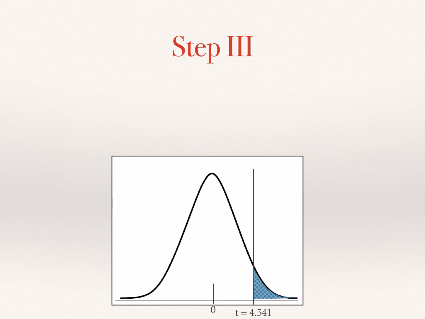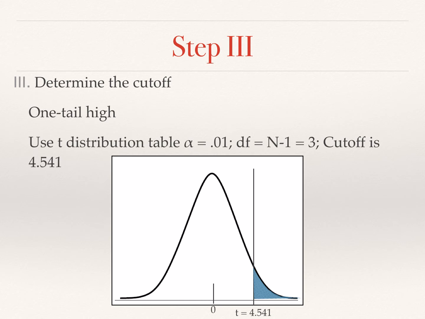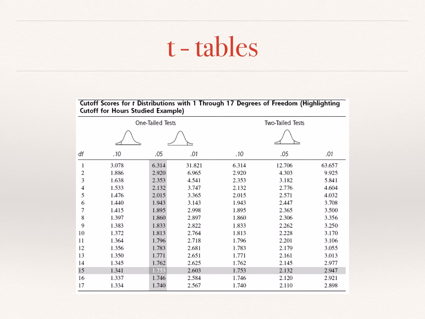Again, we're dealing with a one-tailed test, so we're going to determine the cutoff. It's one-tailed high because we're again talking about that reduction. We'll use the t-table. In this example we're using an alpha level of 0.01 with our degrees of freedom of 3. Our cutoff is 4.541. And here's, again, the t-table that you would look that up in. We're looking at one-tailed tests, so we'll only look under that column. We're looking at 0.01, so we're only going to look under that column. And we're looking at degrees of freedom 3. So you can see how we got to 4.541.